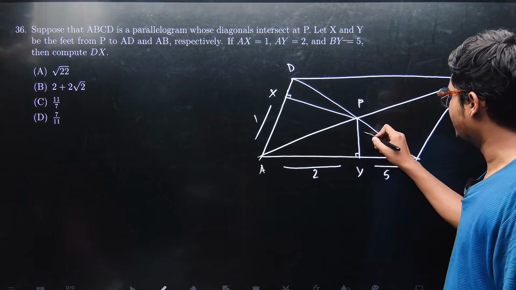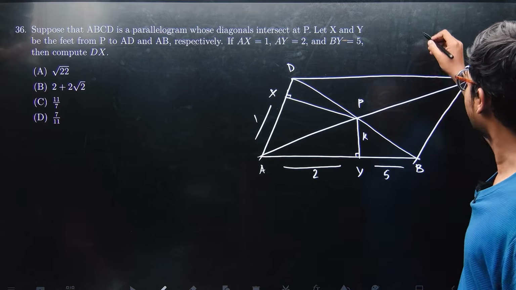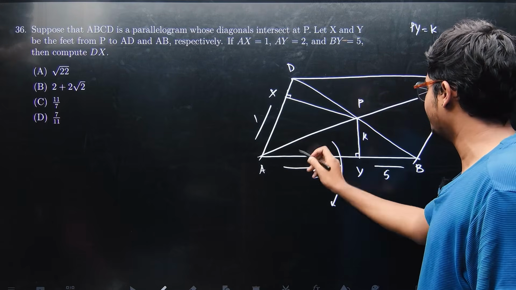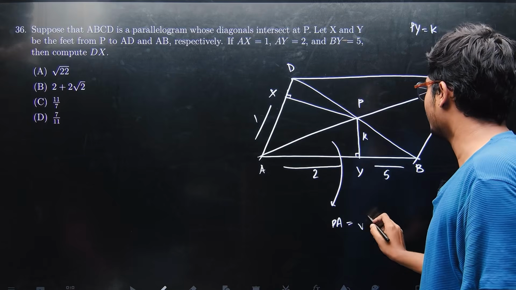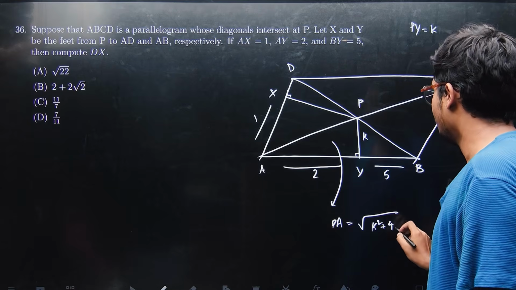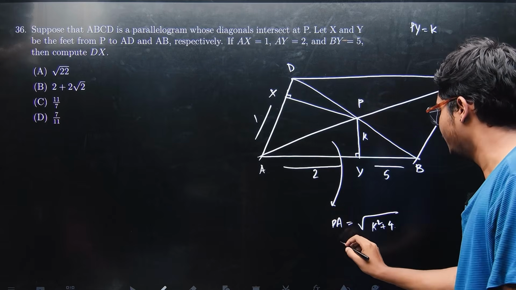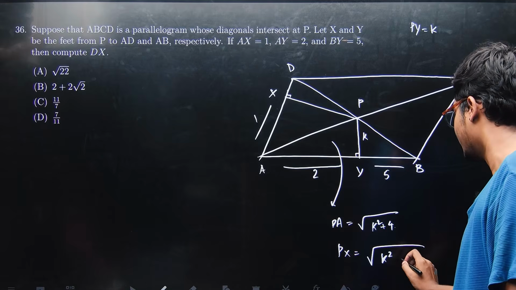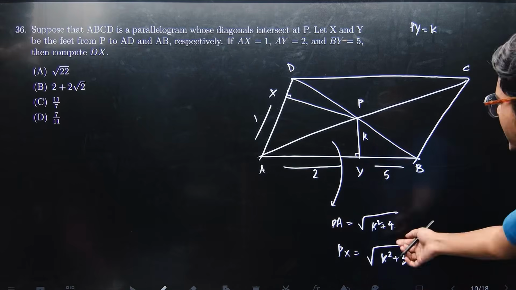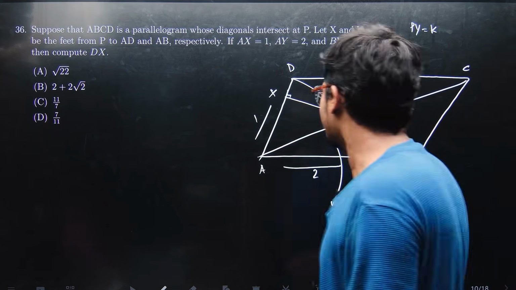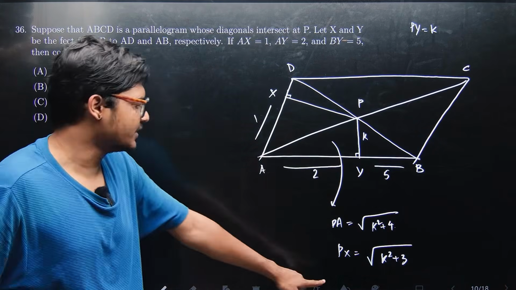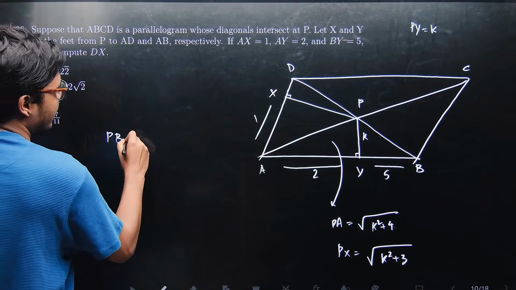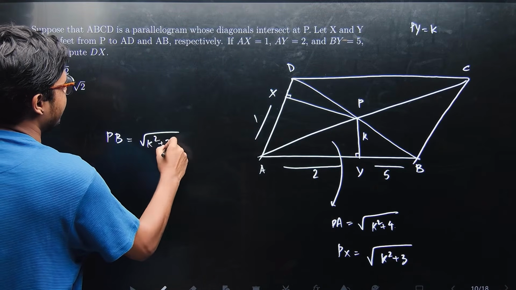So let's just assume that PY is equal to some k, okay? So I'm taking PY equal to some k. Then if I use Pythagoras theorem in this triangle, I'll get that PA is equal to root over k square plus 4. Now from here I can find out what PX is. So PX should be square root of this square minus 1. So k square plus 3, right? So we get these two directly. Now using this I can find PD again, right? Or let's forget, we don't really know DX, but we'll need this, okay? So we got the value of PX. Similarly in this triangle PYB, I can say that PB is equal to root over k square plus 25, right?